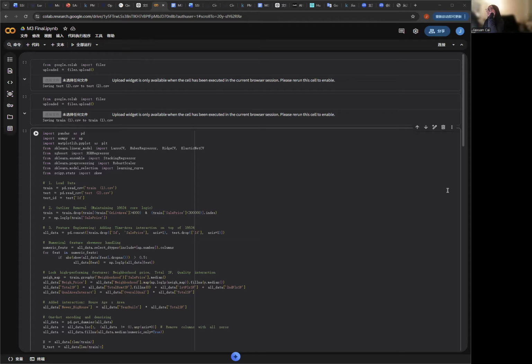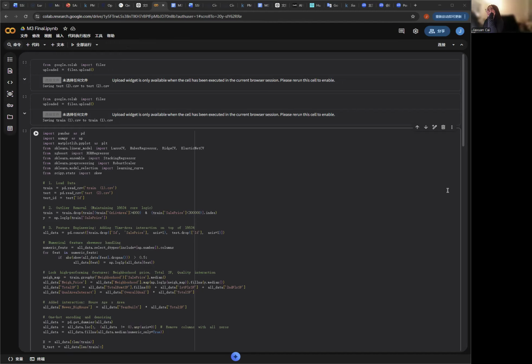The first major performance improvement step is outlier removal. We remove houses with very large living area but unusually low price. These observations do not follow economic logic.